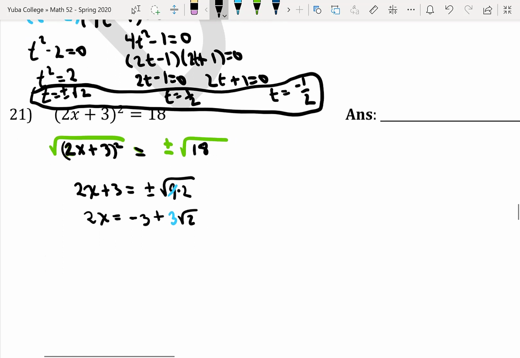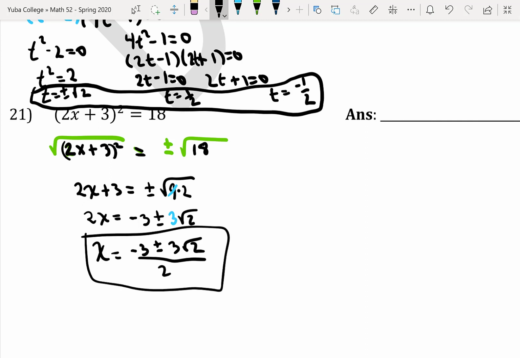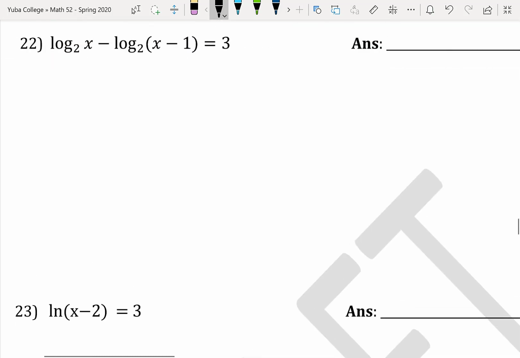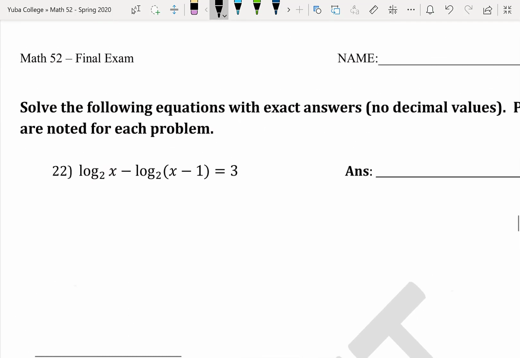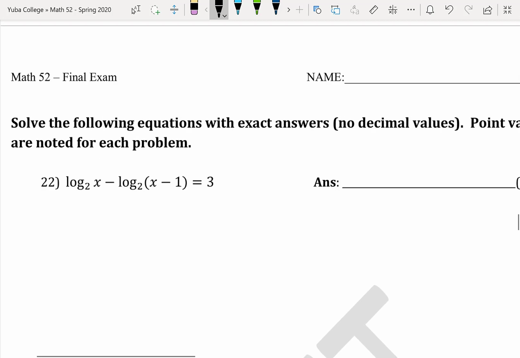Okay, so logarithms. Solving log equations, you want to get all your logs to one side of the equation and your constant to the other side. Already done. If you have more than one log, you want to use properties of logs to rewrite this as a single log. If you have minus in between the two logs, that is division. So this could be rewritten as log base 2 of x all over x minus 1 is equal to 3.